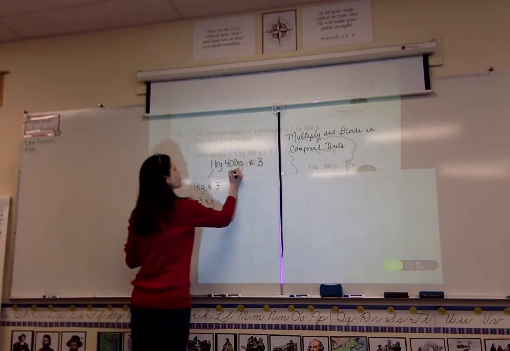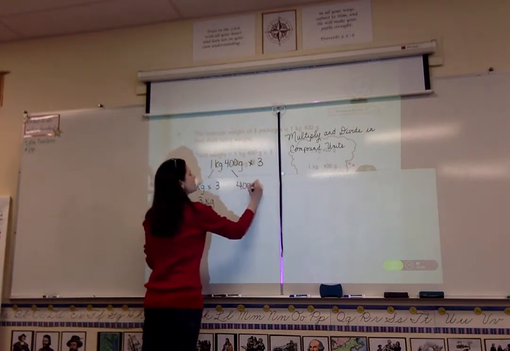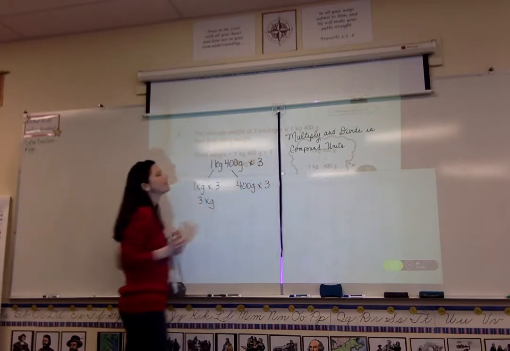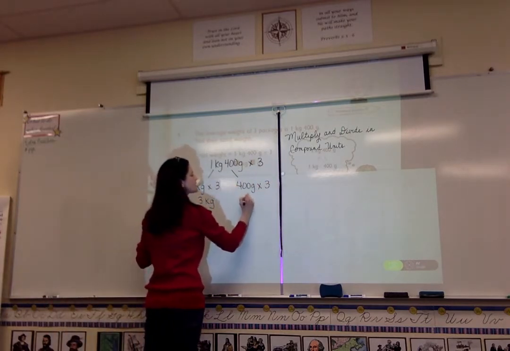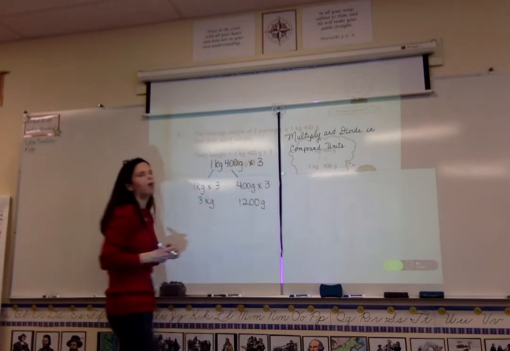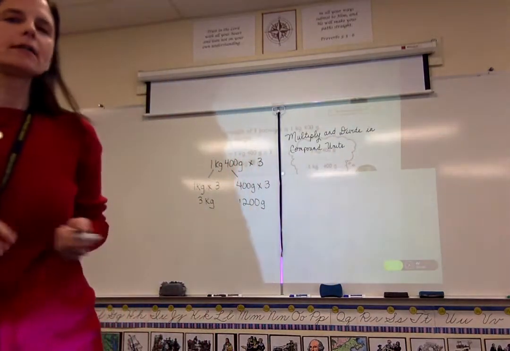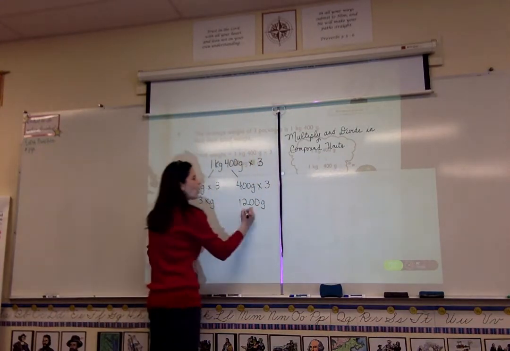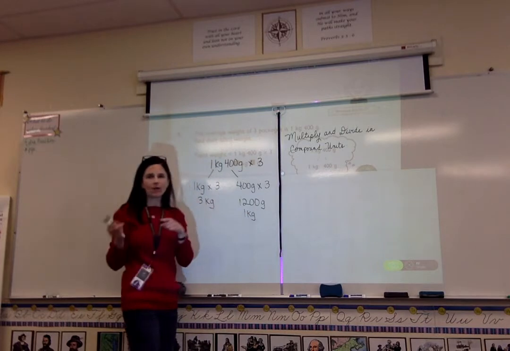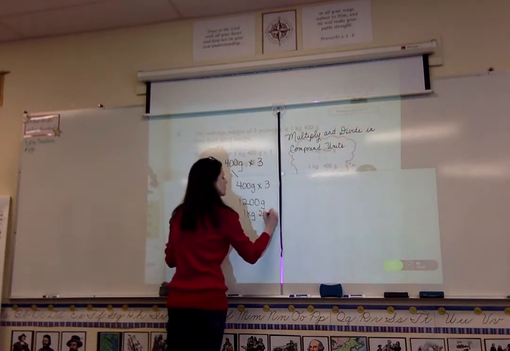So I'm going to draw a little branch off here for the grams. I'm going to take 400 grams, and I'm going to multiply that by 3. And I know very easily I can multiply my non-zero digits, and I can add on the remaining zeros, and I get 1,200 grams. Now, at this point, you should recognize that 1,200 grams is really 1 kilogram, because remember there are 1,000 grams in 1 kilogram, with 200 grams left over.